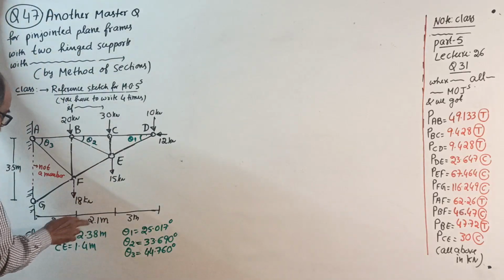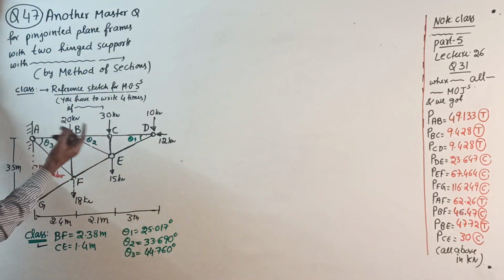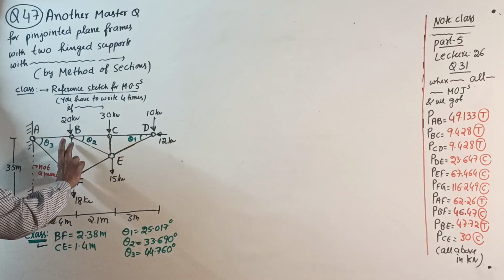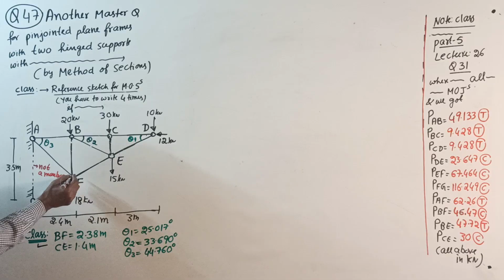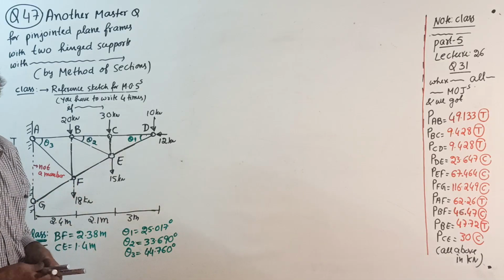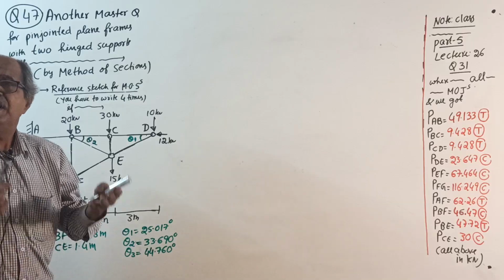See, what you can do is, you may require CE and BF. Actually, what you do is, you find it when you require it. In the beginning, don't waste time. In the method of joints, you have to find everything.